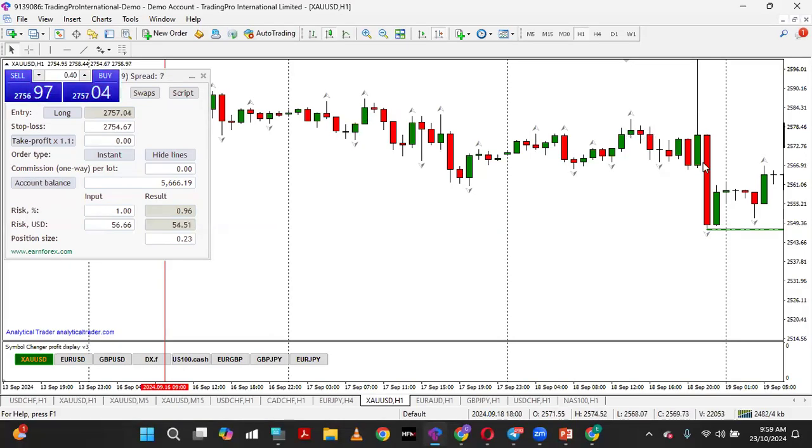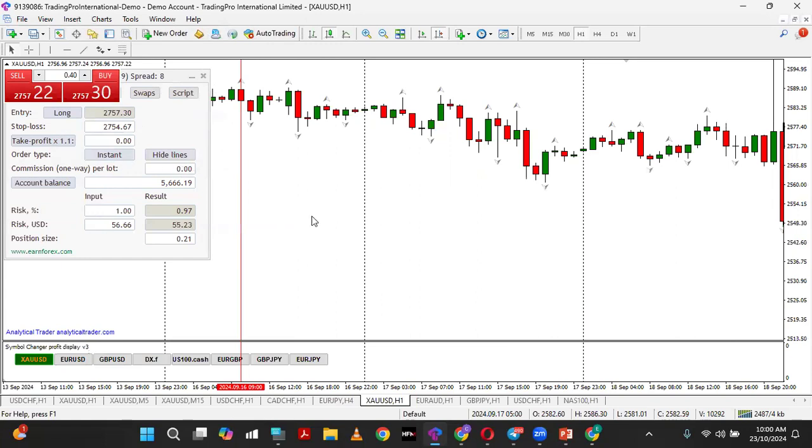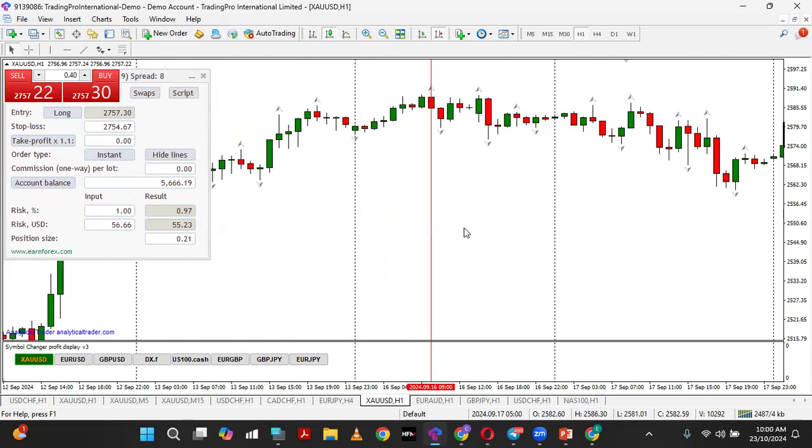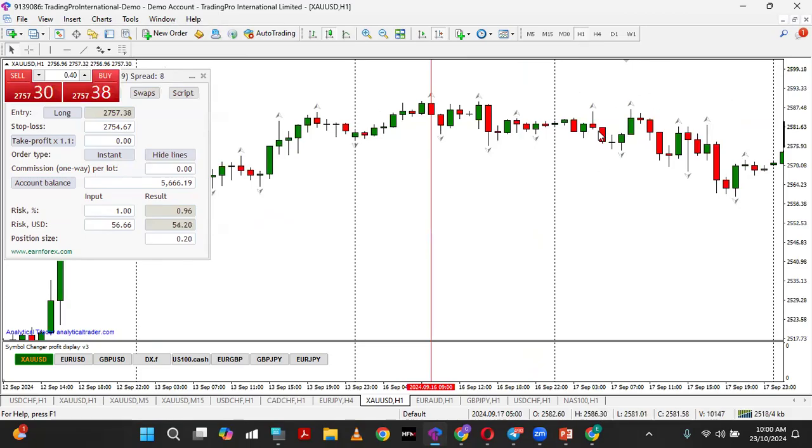After it formed, do you see what price did? Price went down. Now, let's see if I can find another one. This is another variation of it. These 3 candle patterns, another variation of it.